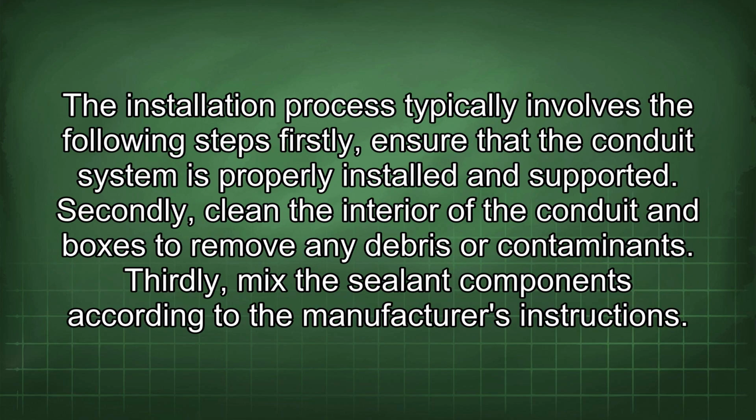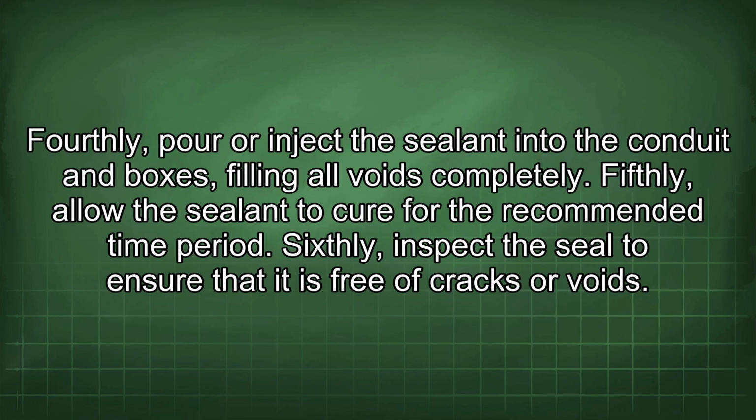The installation process typically involves the following steps. Firstly, ensure that the conduit system is properly installed and supported. Secondly, clean the interior of the conduit and boxes to remove any debris or contaminants. Thirdly, mix the sealant components according to the manufacturer's instructions. Fourthly, pour or inject the sealant into the conduit and boxes, filling all voids completely. Fifthly, allow the sealant to cure for the recommended time period. Sixthly, inspect the seal to ensure that it is free of cracks or voids.